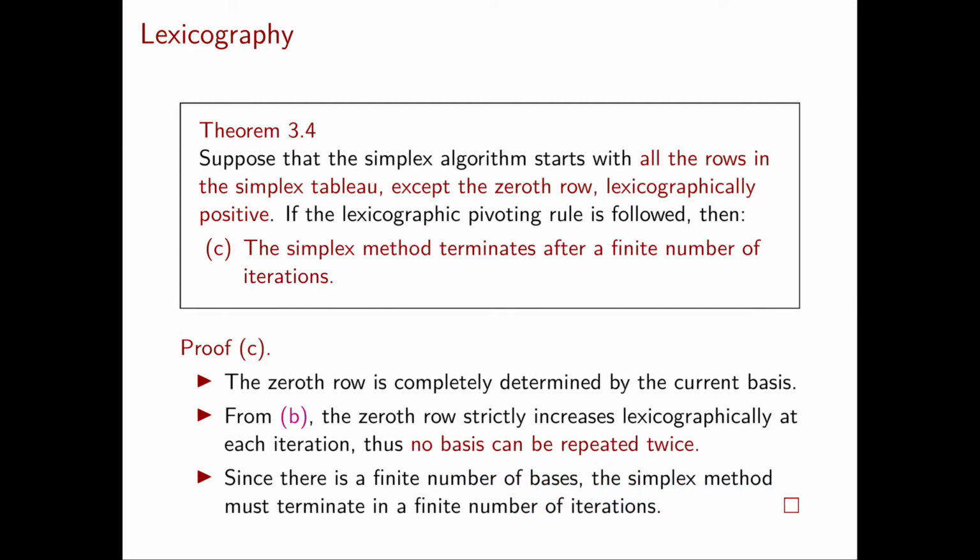Now the 0th row, like all the rest of the tableau, is completely determined by the current basis. Furthermore, we have just shown that the 0th row strictly increases lexicographically at every iteration, and this directly implies that no basis can be repeated twice. If no basis can be repeated twice, we cannot have any cycling, and so, since there is a finite number of bases, the simplex method will terminate in a finite number of iterations. This concludes the proof of point C and of the whole theorem.